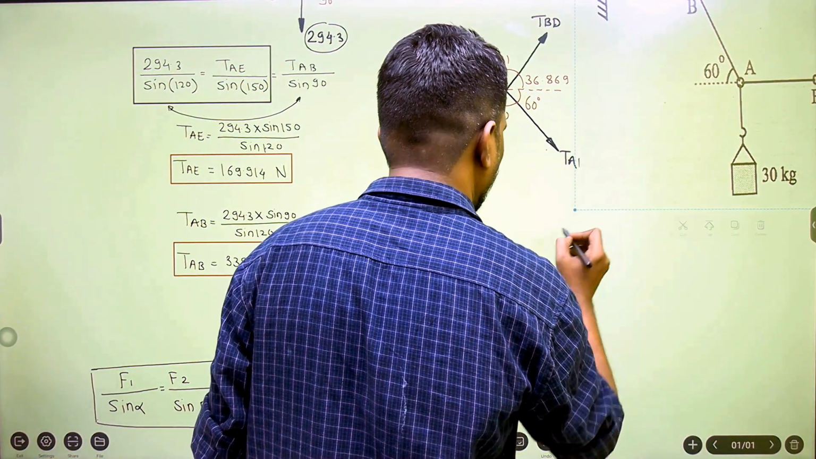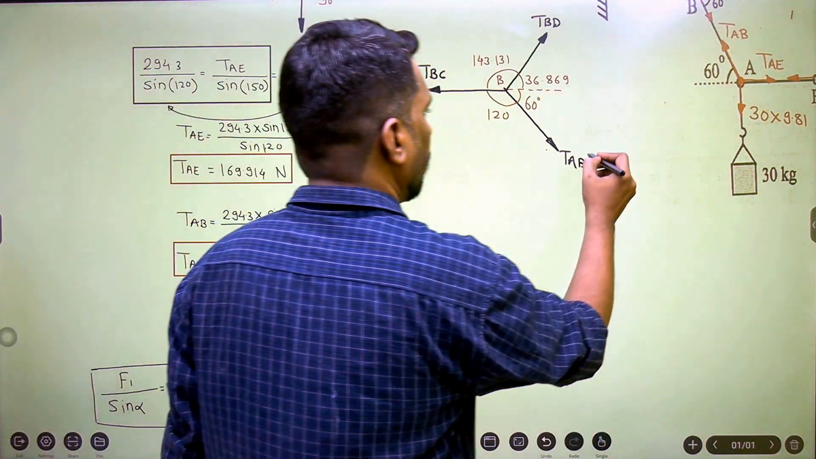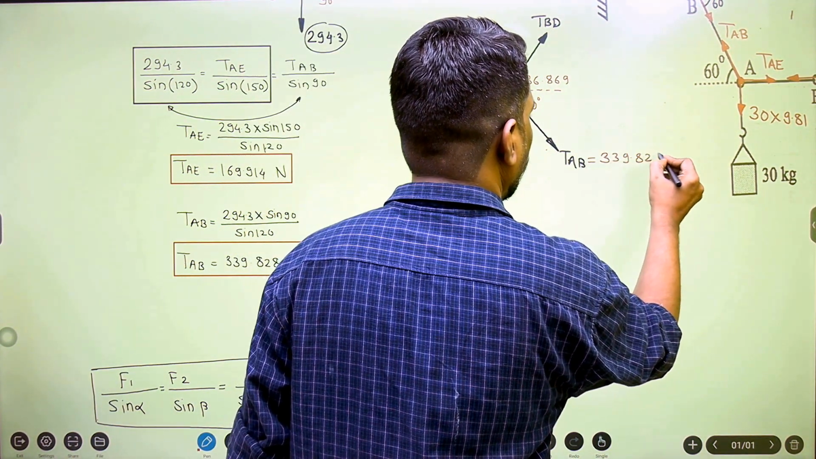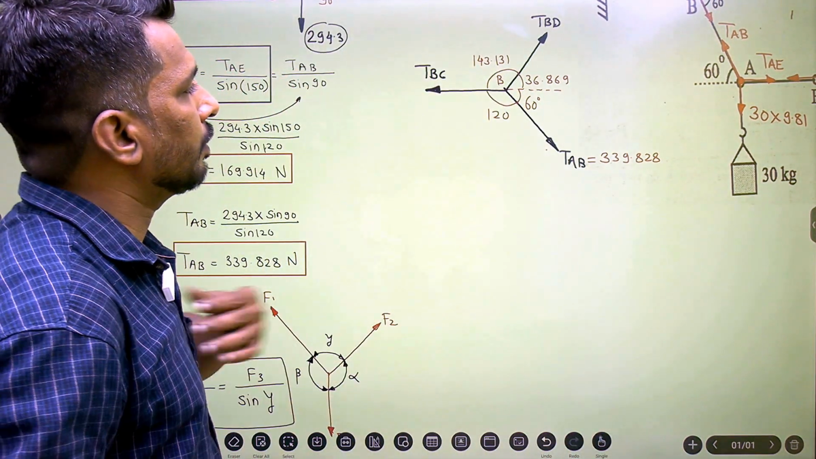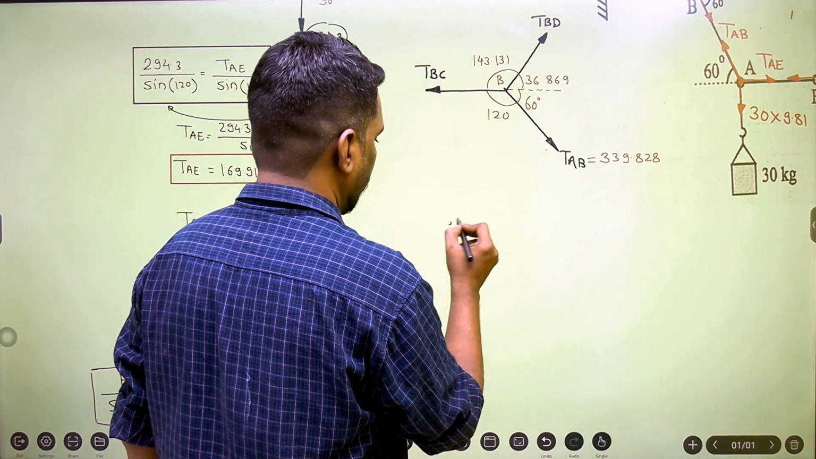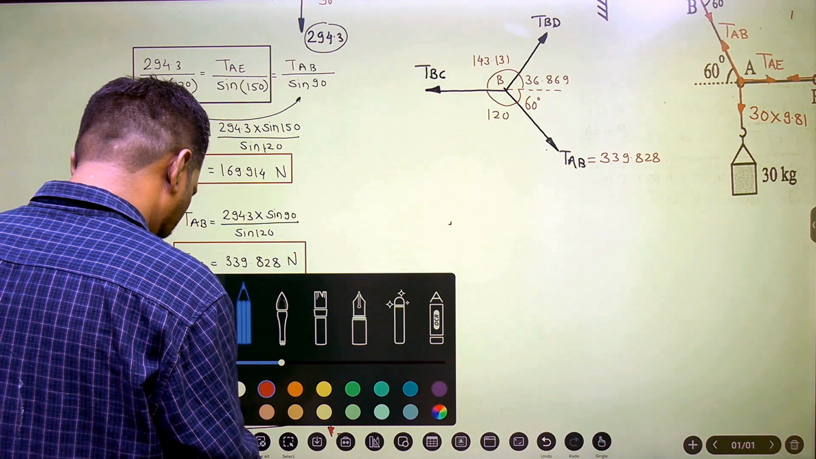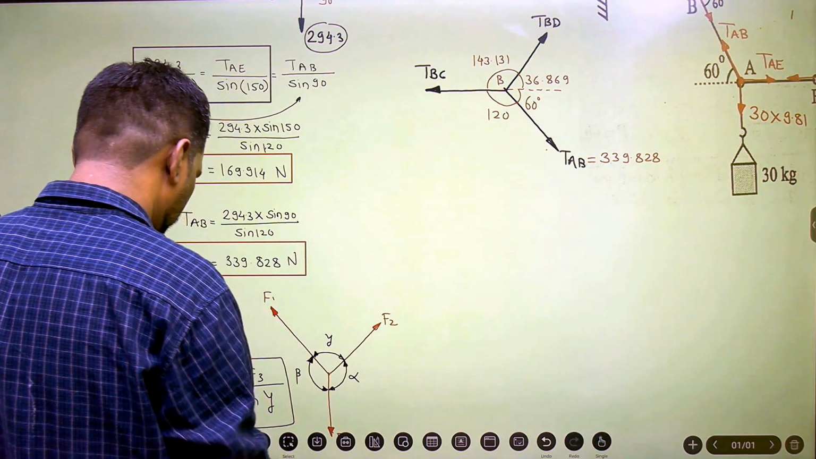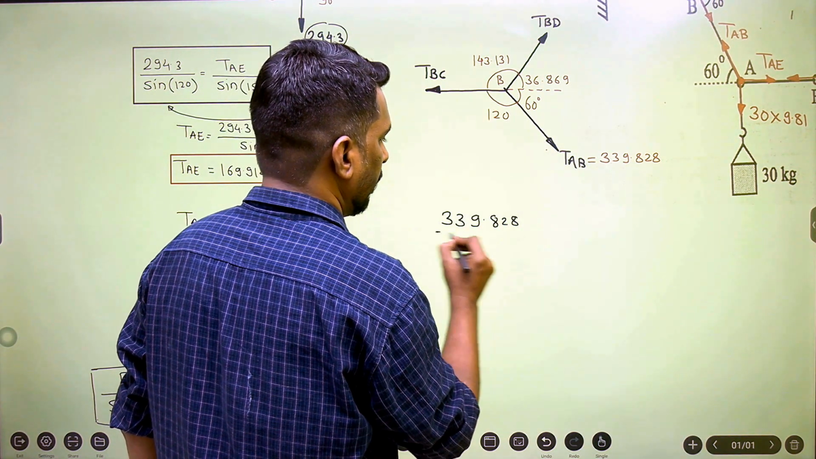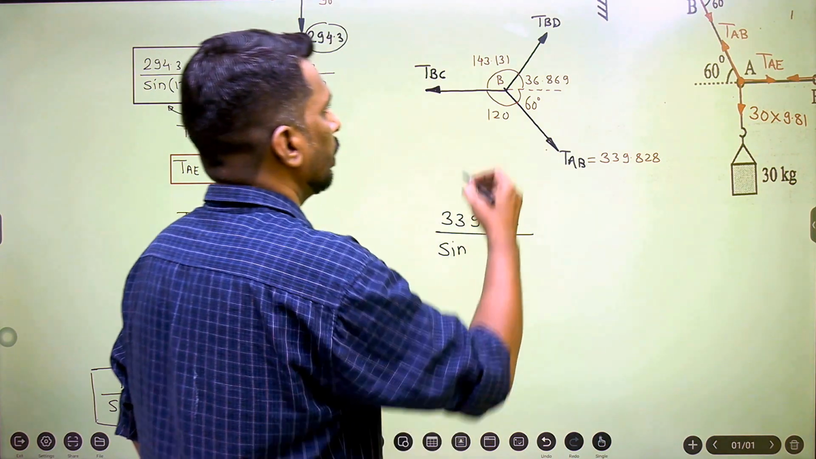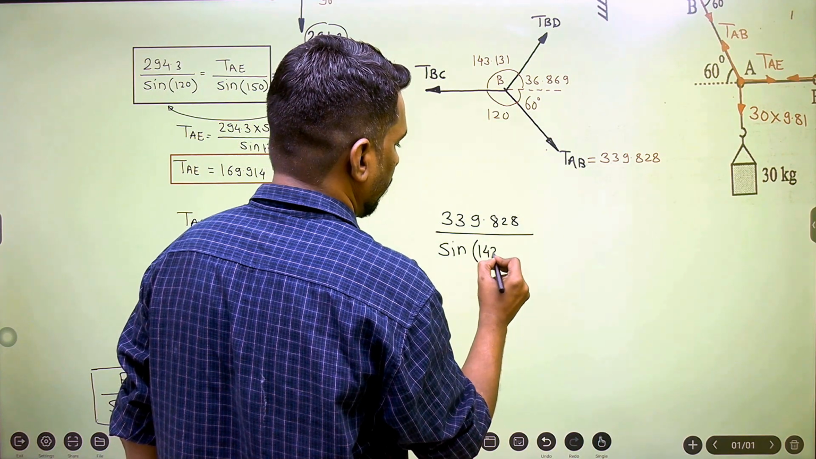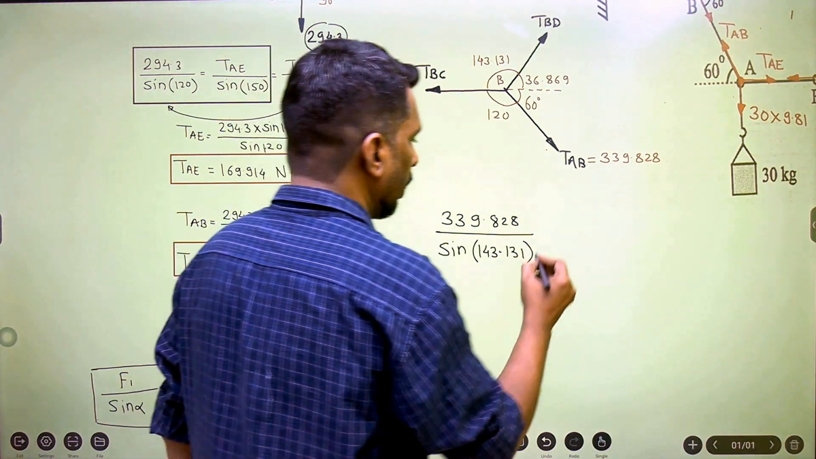TAB is known to you and it is 339.828 Newton. So now apply Lami's theorem. If I consider TAB, which is known to me, I'll start with that. 339.828 divided by sine of the angle between the other two forces. So the other two forces are these two. The angle is 143.131.